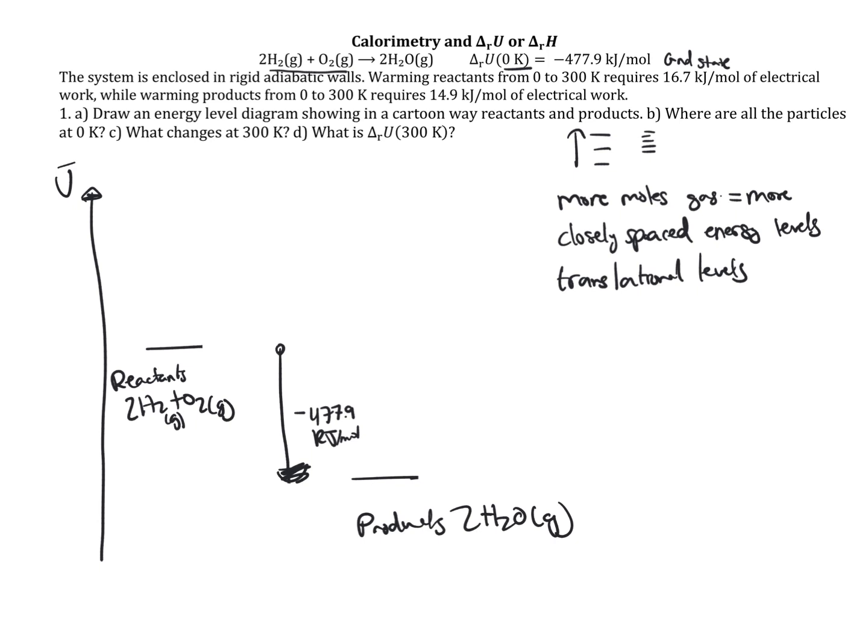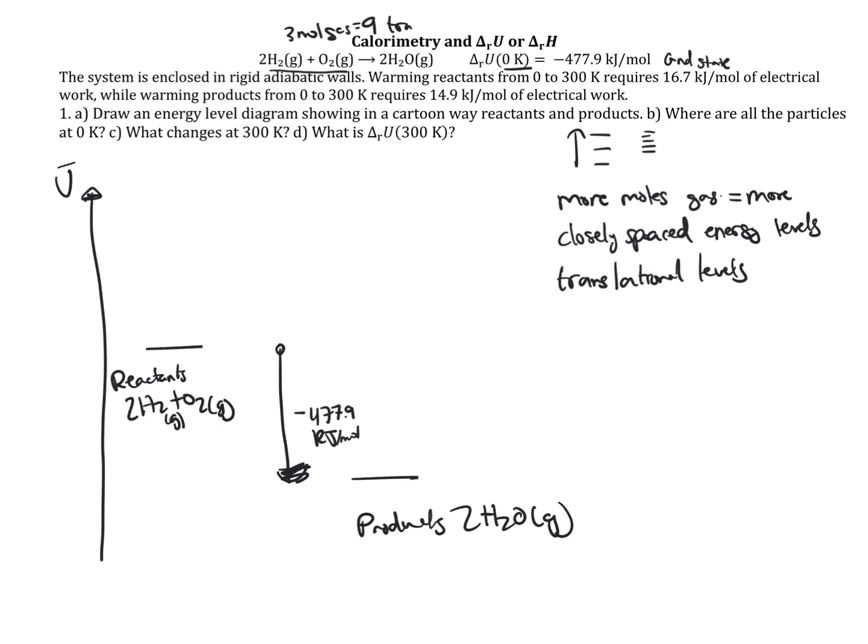So in general, the best way to figure out which is more closely spaced is that in this case, I have 3 moles of gas, so I have basically 9 translations, because they can translate in each of X, Y, and Z. Here I only have 2 moles of gas, so I only have sort of 6 possible translations.